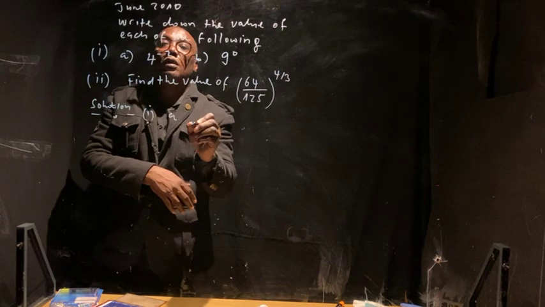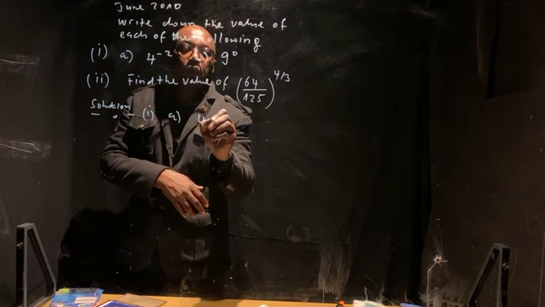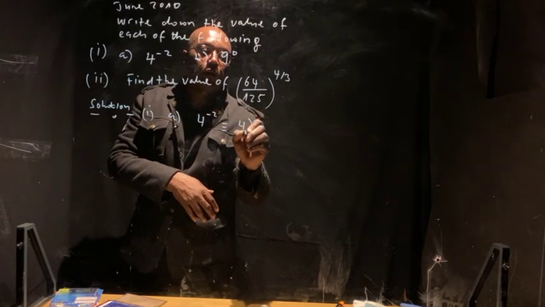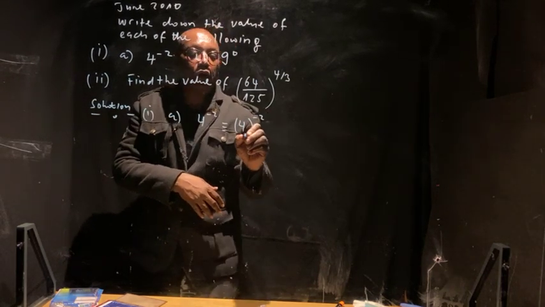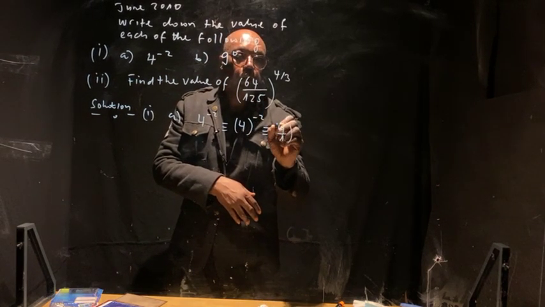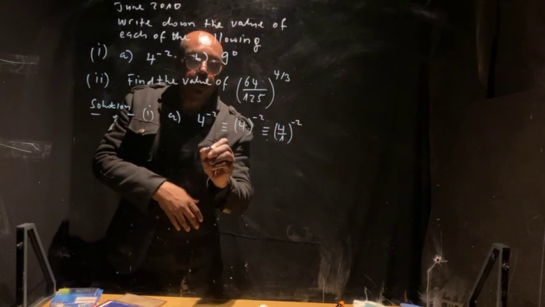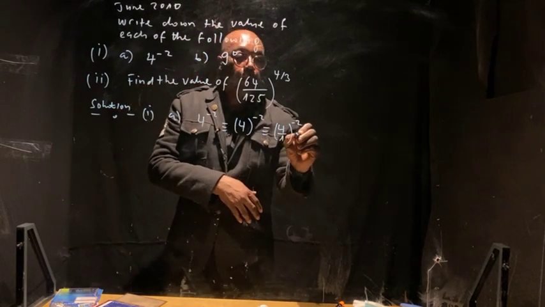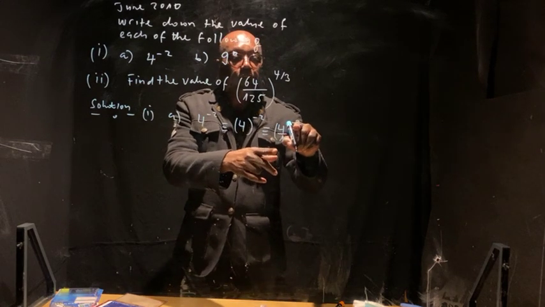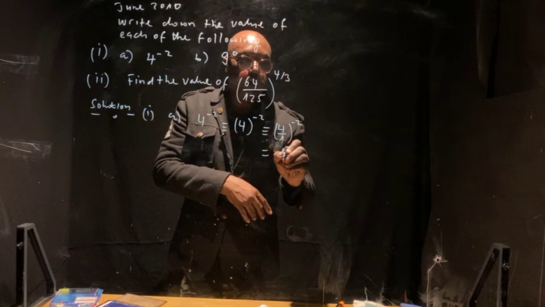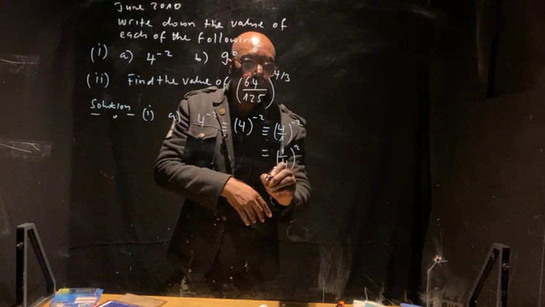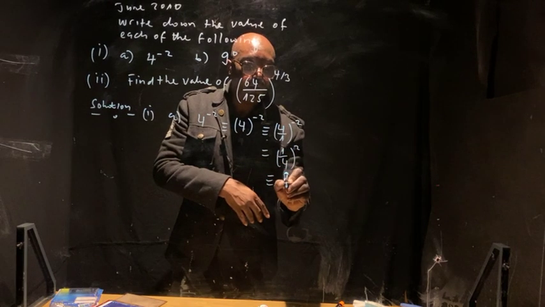A, 4 raised to the power negative 2 is no different from 4 to the negative 2. It's no different from 4 over 1 to the negative 2, which is also not different from... To do away with the negative, you reciprocate it. It becomes 1 over 4 raised to the power 2, which is equal to 1 over 16.